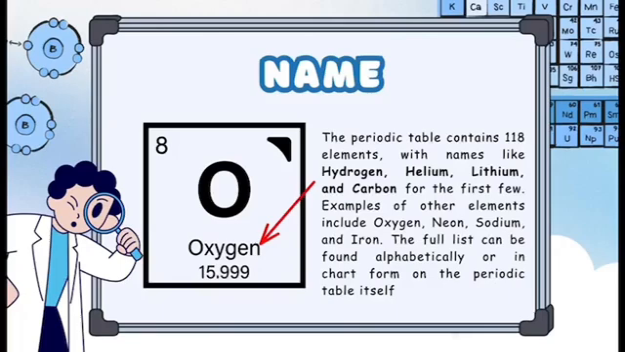Now let's start off with the name. The periodic table contains 118 elements with names like hydrogen, helium, lithium, and carbon for the first few. Examples of other elements include oxygen, neon, sodium, and iron. The full list can be found alphabetically or in chart form on the periodic table itself.